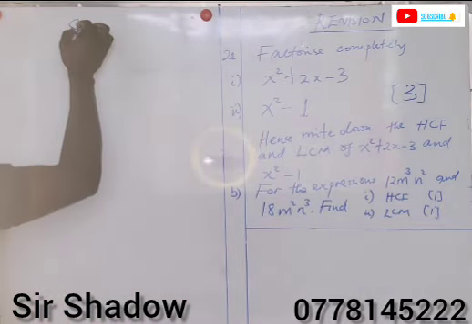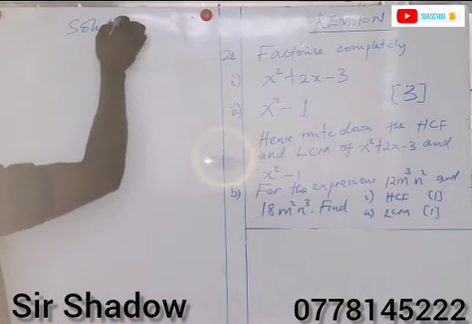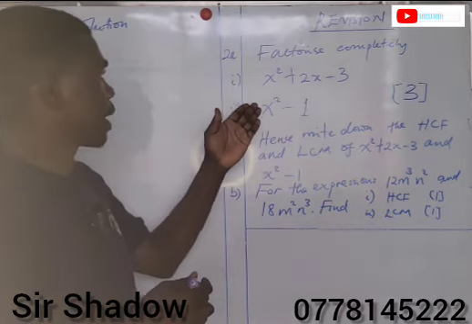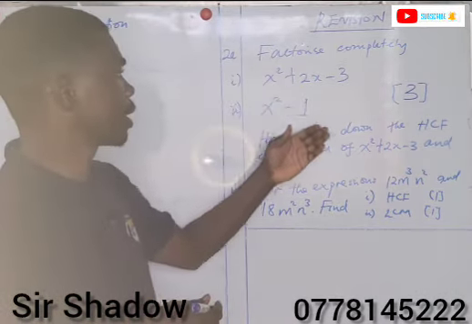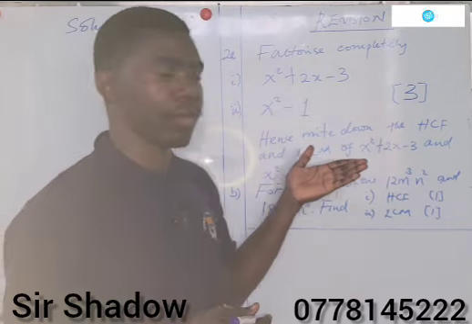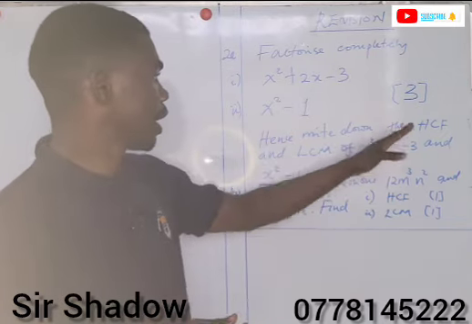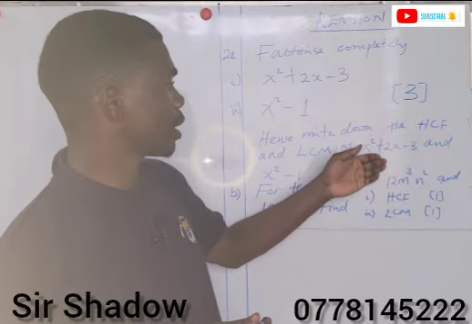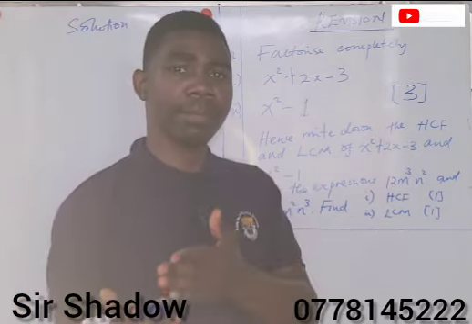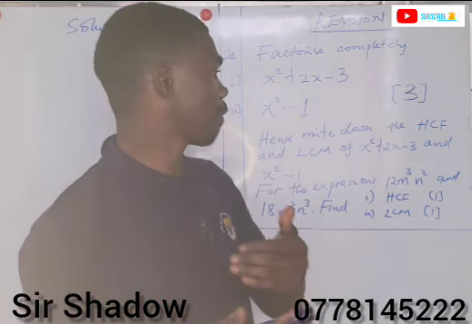Let's consider the first question we are given. Question 2a, factorize item 1, x squared plus 2x minus 3, item 2, x squared minus 1. Then, hence, write down the HCF and LCM of x squared plus 2x minus 3 and x squared minus 1. Hence just simply means use the solution from above, right?